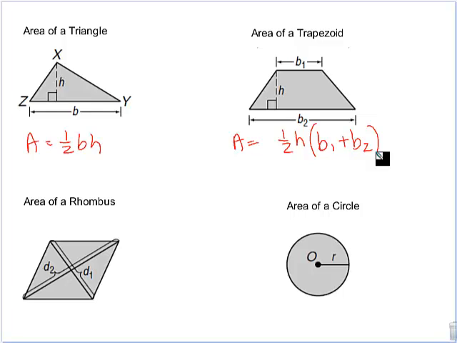Rhombus. Actually, I think I should know this one. It's one half d1 times d2, where d1 and d2 are the lengths of the diagonals. But you've got to use both d1 and d2. Okay? Area of a circle, you guys should know.